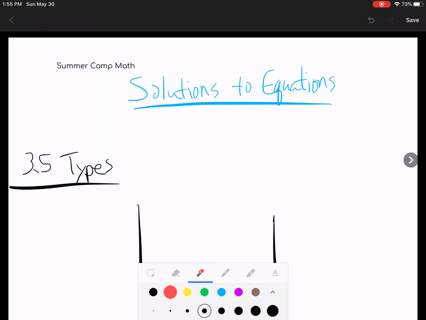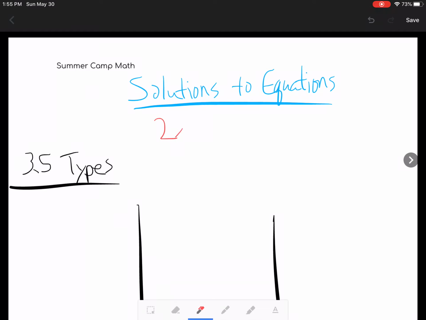So now that we're doing more complex equations, there will be times when we might have variables on both sides of the equation. And when we move things over, the variables may or may not cancel each other out. This is going to lead us to several different cases, if you will. So I'm calling it 3.5 types. Really, it's 3, but I'll explain why there's a half in a little bit.